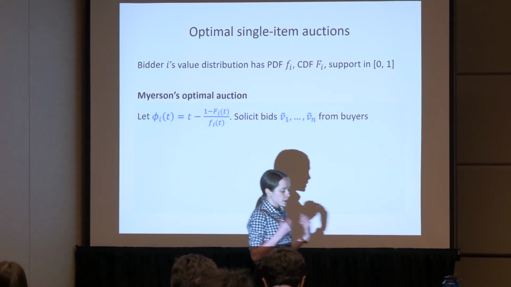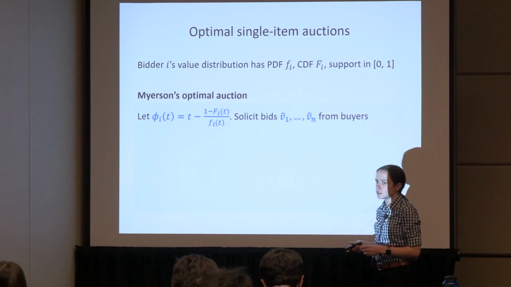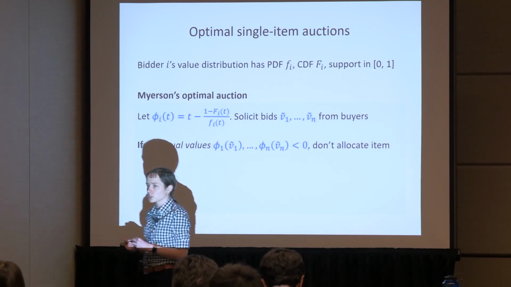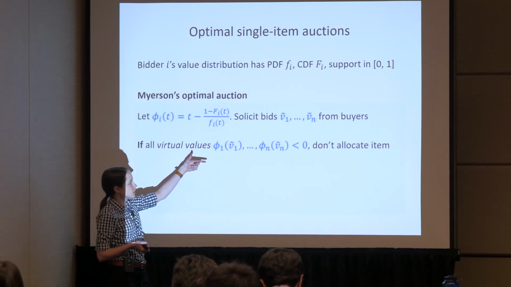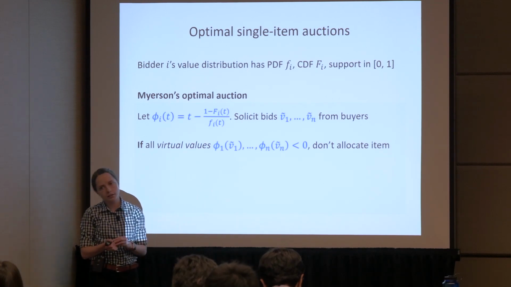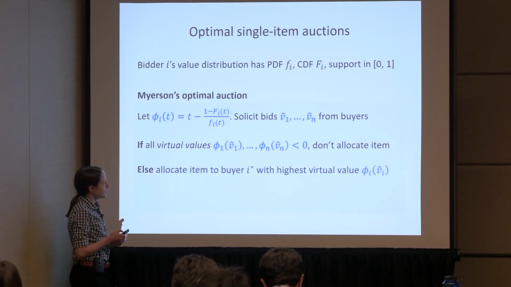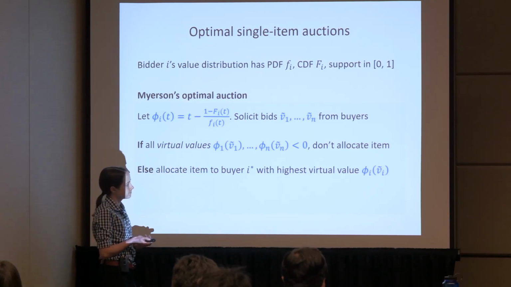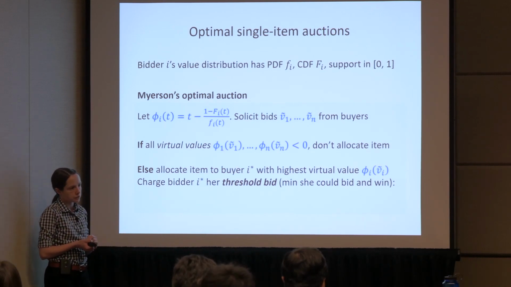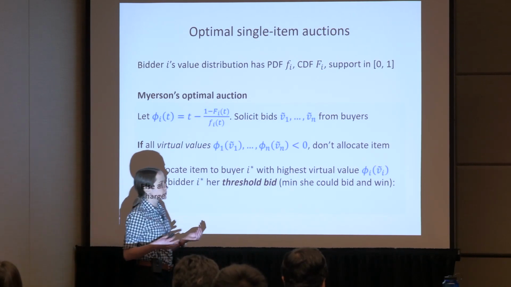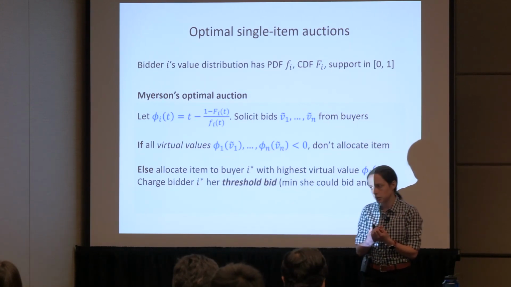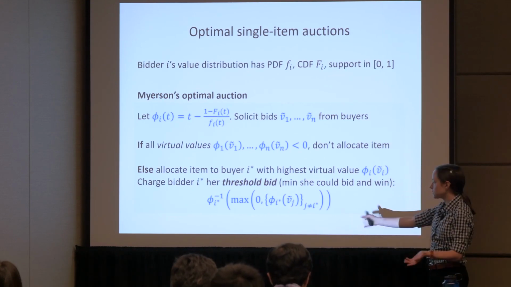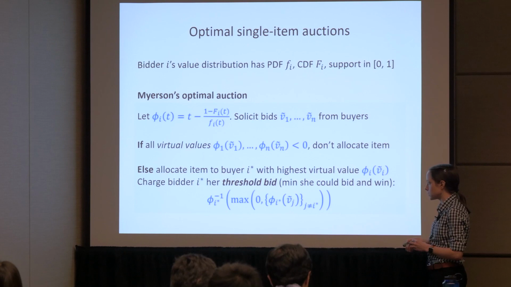Okay, so with this virtual valuation function, we solicit bids from the buyers. We map their bids through this virtual valuation function. If everybody's virtual values are smaller than 0, then we don't allocate the item. Otherwise, we allocate the item to the buyer i star, who has the highest virtual value. And we charge that bidder her threshold bid, which you can think of as the minimum she could bid and still continue winning. And in math, this is what it looks like. It looks kind of complicated in math, but it's actually an intuitive number.